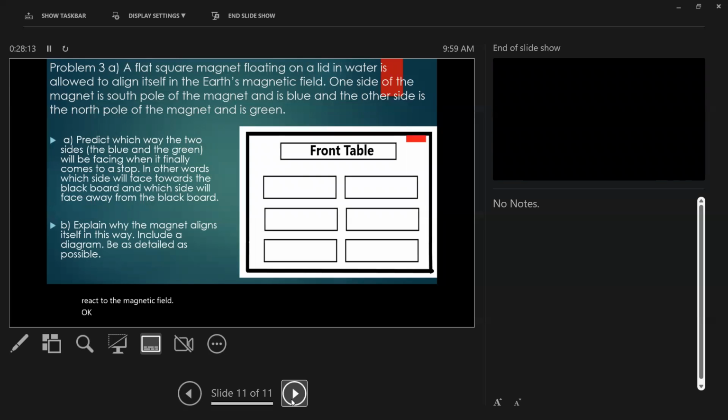Okay, this is another sample problem. A flat square magnet floating on a lid in water is allowed to align itself in the Earth's magnetic field. One side of the magnet is the south pole and is blue, and the other side is the north pole and is green. This wasn't multiple choice. This is one you actually had to get up and do. Predict which way the two sides, the blue and the green, will be facing when it comes to a stop. In other words, which side will face towards the blackboard. This was written for room 242. At 242, the blackboard would be there.